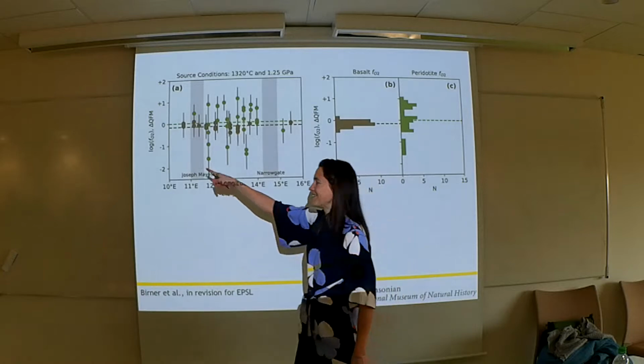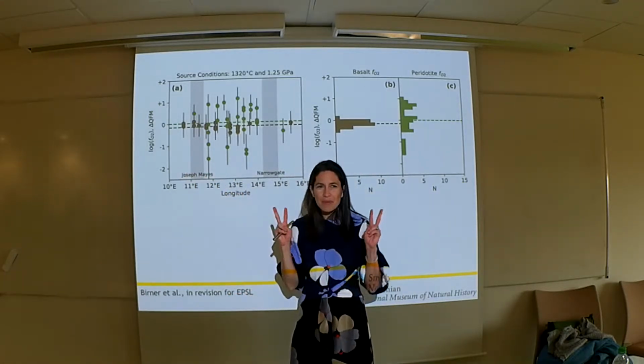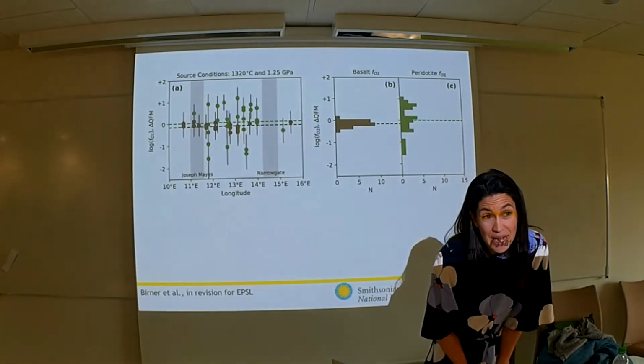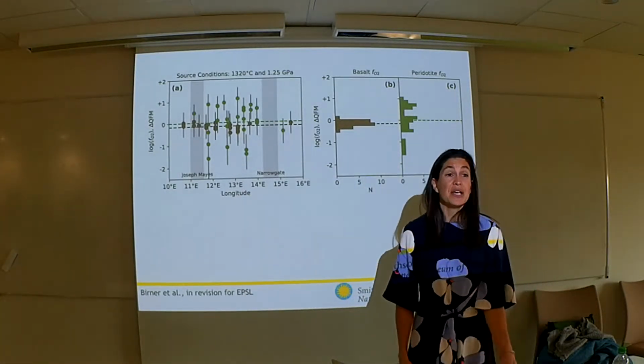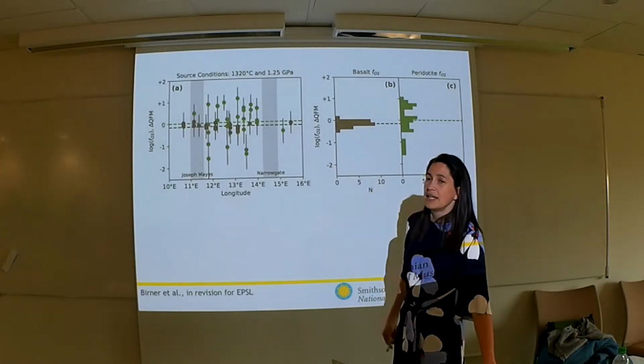But oxygen fugacity is not an isotope, right? It's a thermodynamic parameter. You don't mix them. You calculate it from the composition, don't you? Yeah, they're calculated for the compositions, yes. So yes, that's a possible interpretation, that this heterogeneity is real.